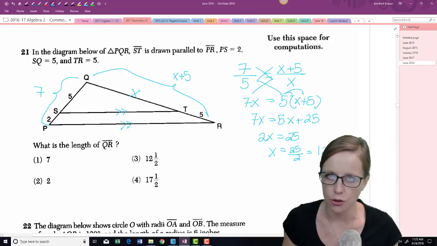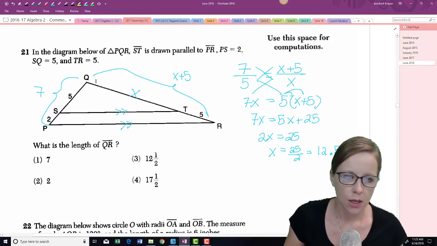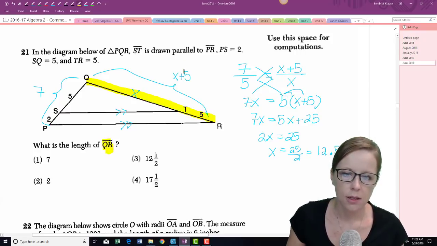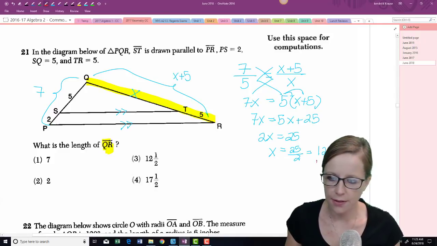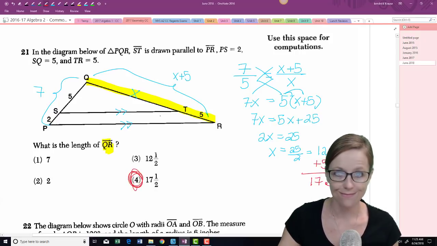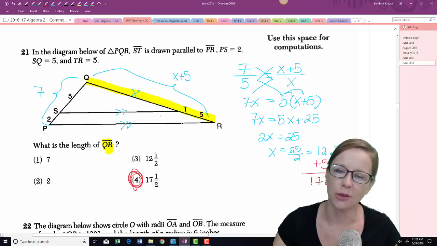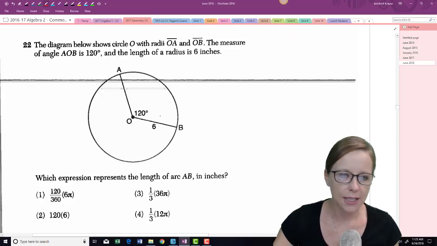Freeze. Do not circle that answer. Always go back. Q to R is what they're looking for. So it's x plus 5. Add 5 to that, and you get 17.5. I know. Probably the most missed would be picking choice 3. I'm aware. All right, so circles. Oh, yay, circles.